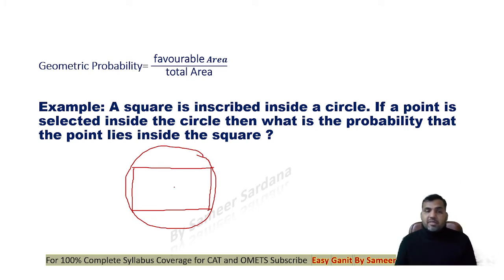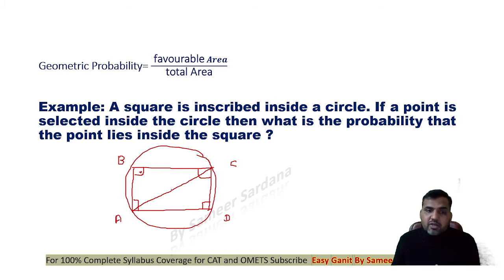What is that probability? Now we know that in a square, all of these angles are 90 degrees. Let's say the square is A, B, C, D. All of these angles are 90 degrees. Now, if this angle is 90, we know that only a diameter can make an angle of 90 degrees at any point on the circumference of the circle. So this must be the diameter and this must be the radius of the circle.